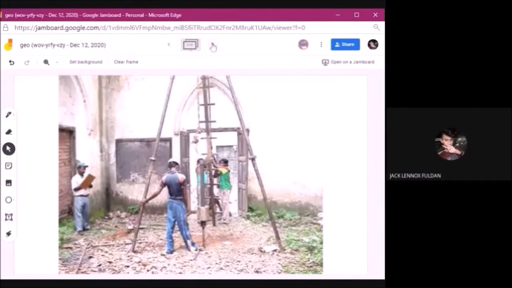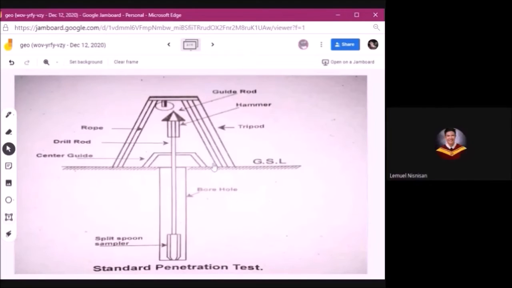And the second is an illustration on how to conduct an SPT. This is the actual happening when you conduct a standard penetration test with its respective tools.